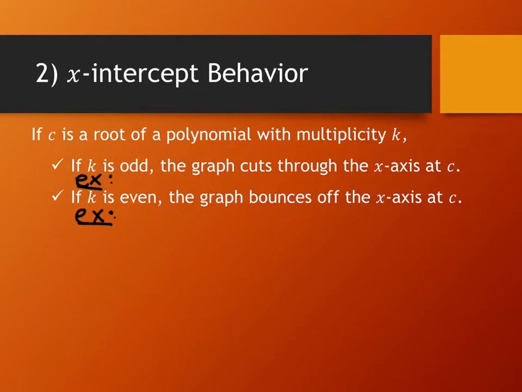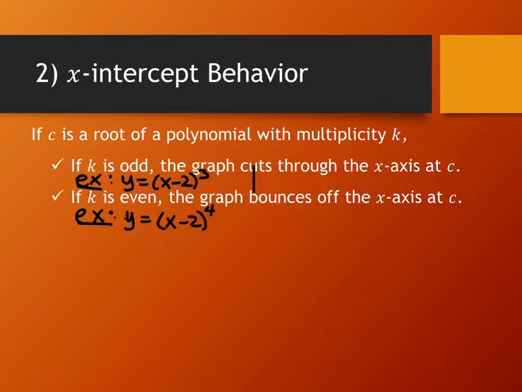So if you had an odd exponent, something like x minus 2 cubed, that exponent is a 3, it's odd. You cut through the x-axis at that particular x-intercept value, which would be x equal to 2 here. But if the degree were even, like an exponent 4, using the same x-intercept, it would bounce off of the x-axis.